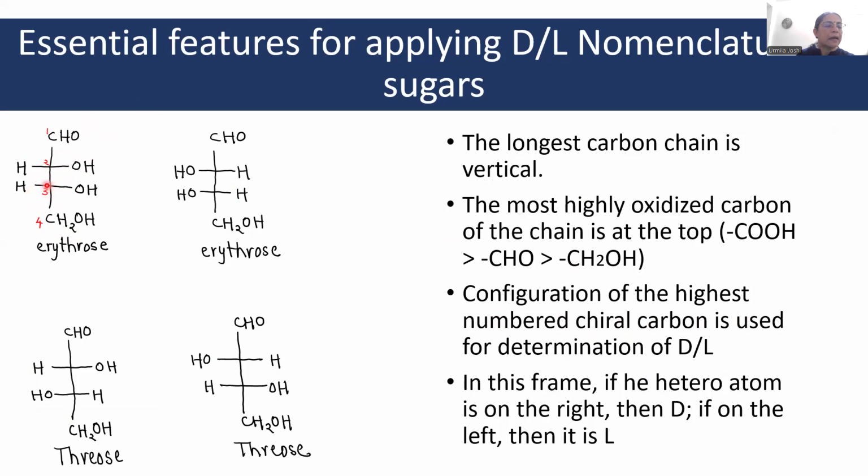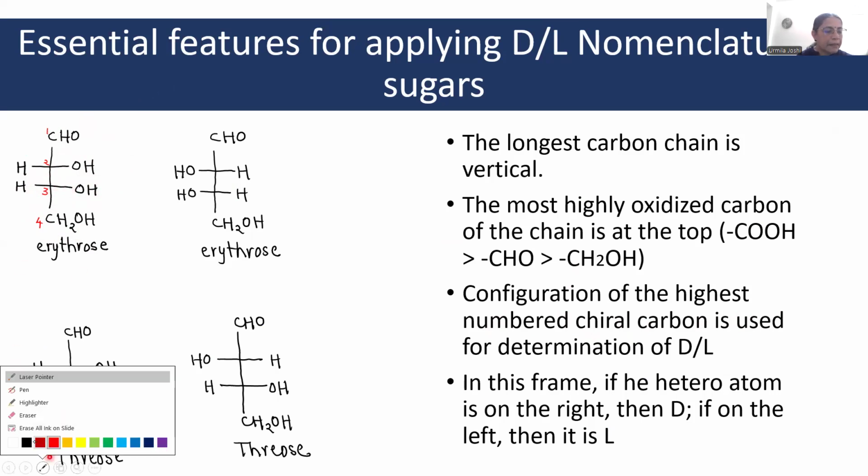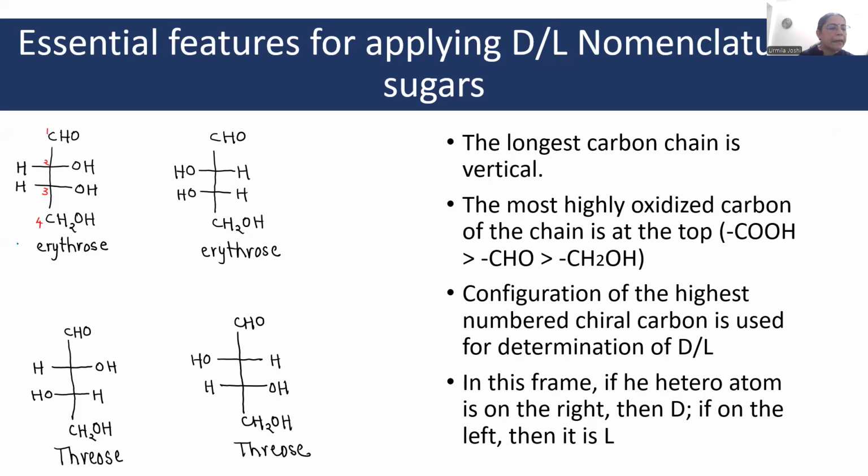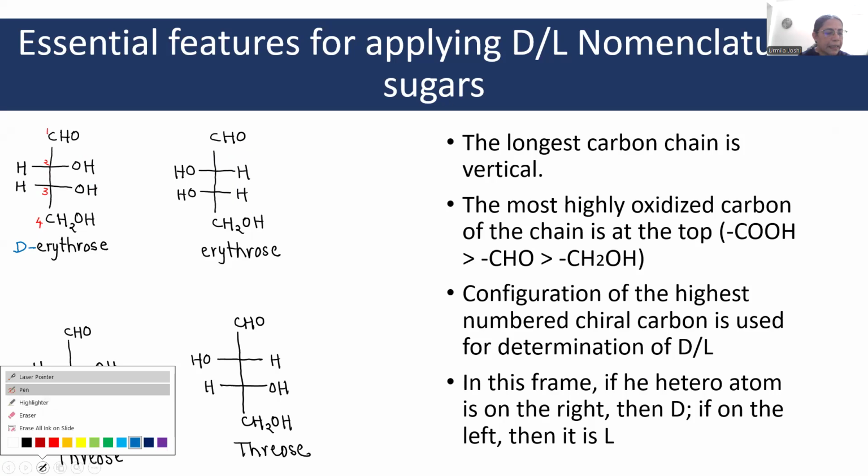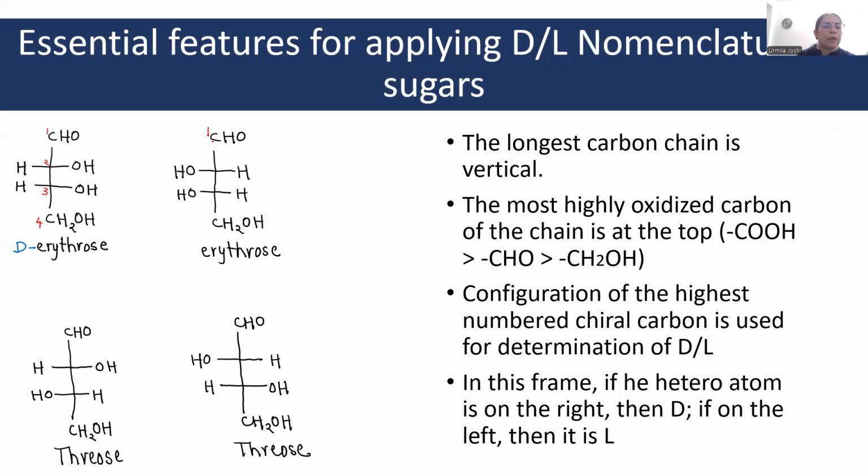So, at this carbon, the heteroatom is on the right. So, this configuration is D-erythrose. Okay, this is D-erythrose, capital D. Why? Because the heteroatom is on the right. Here, just see here, again, the vertical chain is the longest chain. This is carbon number 1, this is 2, this is 3, and this is 4.